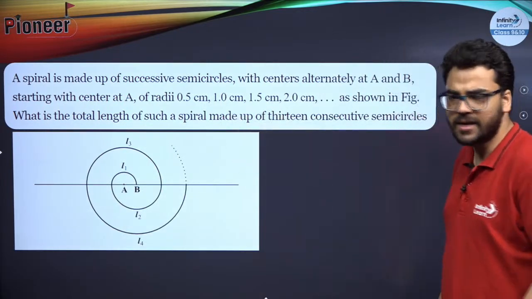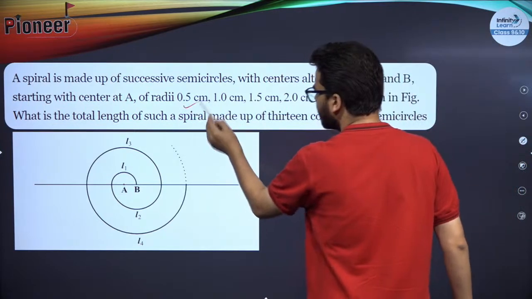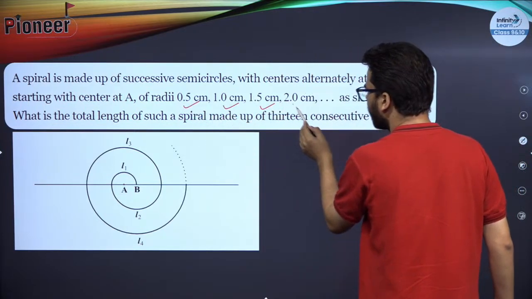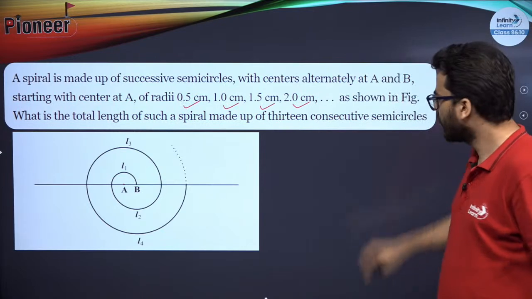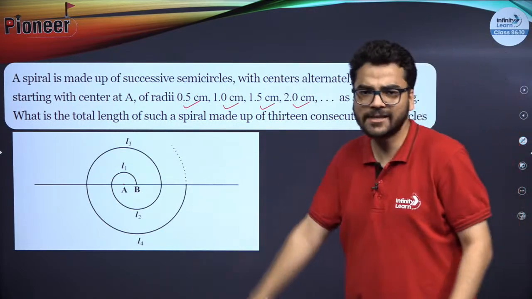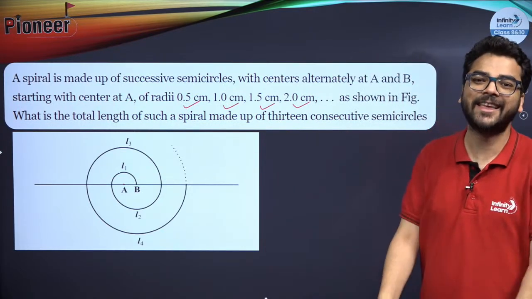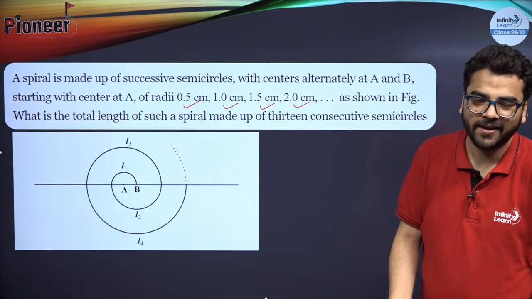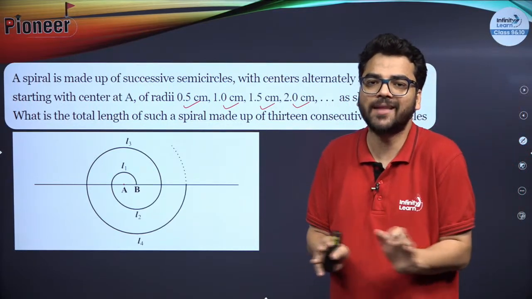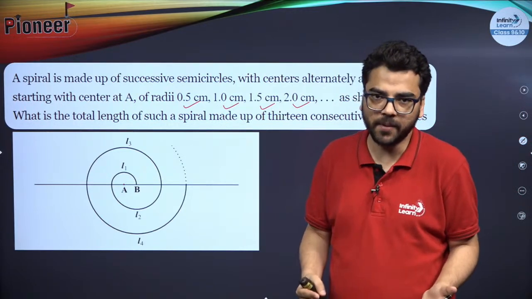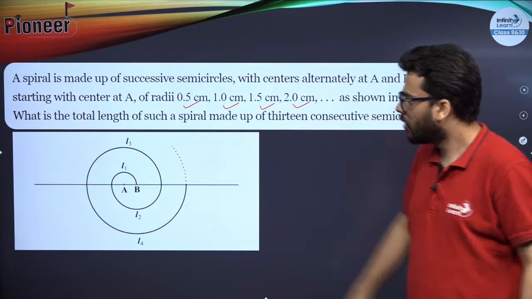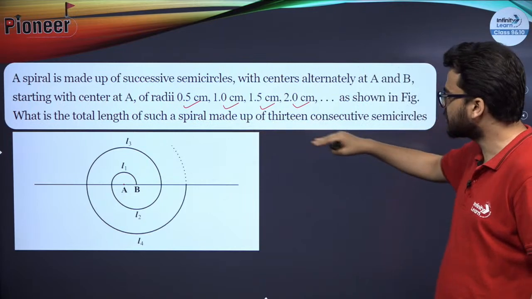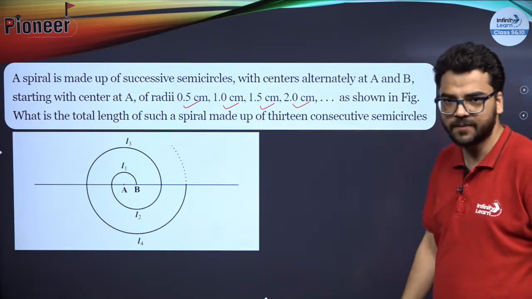Radii are given. For each semicircle, the radii are 0.5, 1, 1.5, 2.0 and so on, as shown in the figure. It is not given in the question that they are in AP. Understand that. In the question it is not mentioned that the radii are in AP, but they are in AP, right? What is the total length of such a spiral made up of 13 consecutive semicircles?